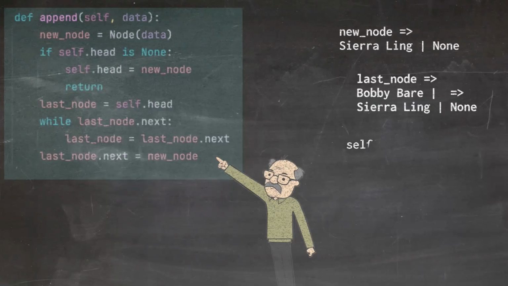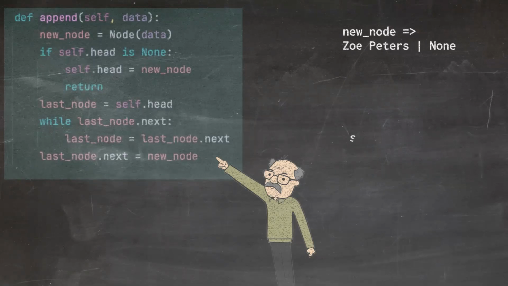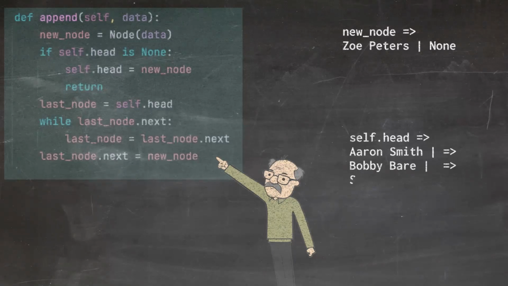The important thing to notice here is that this update has actually completed the linked list, because when you look at the linked list starting from head, you see that it points at Aaron Smith, Bobby Bear, and Sierra Ling. Repeating this step one more time results in Zoe Peters being added at the end of the linked list, and our original linked list is now complete.